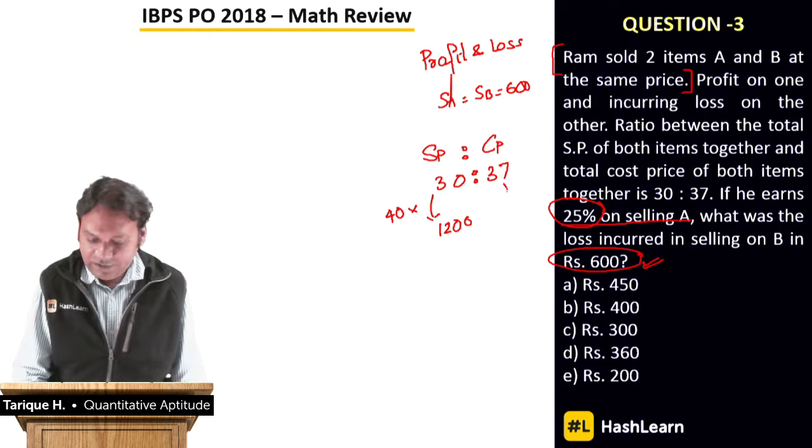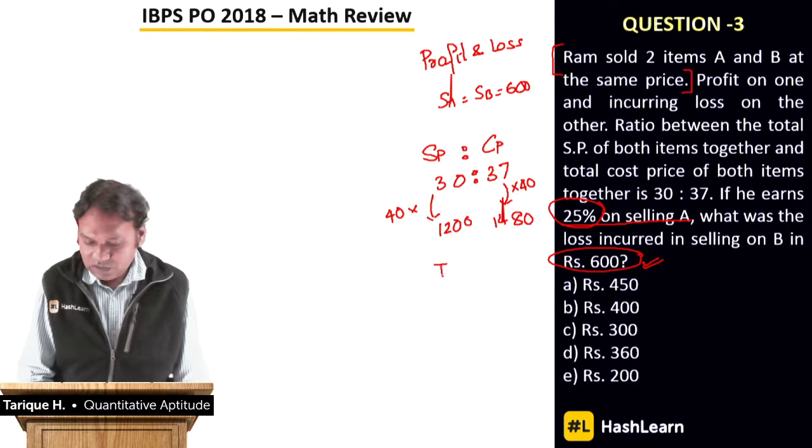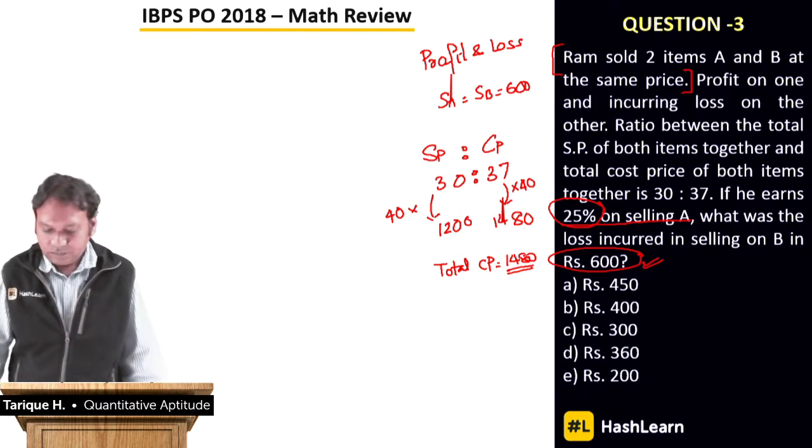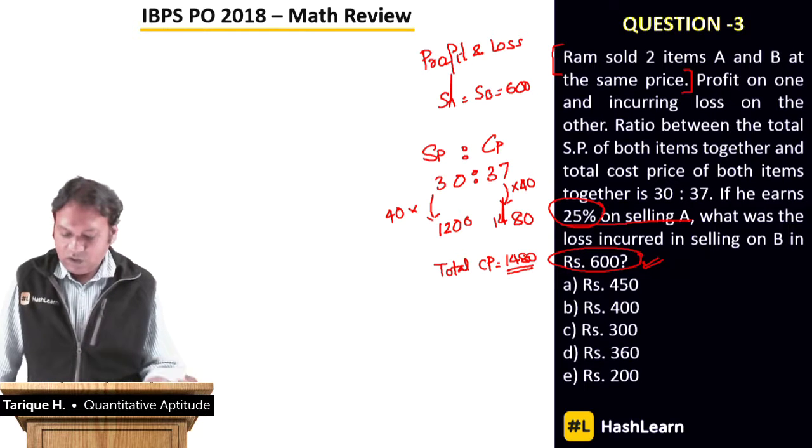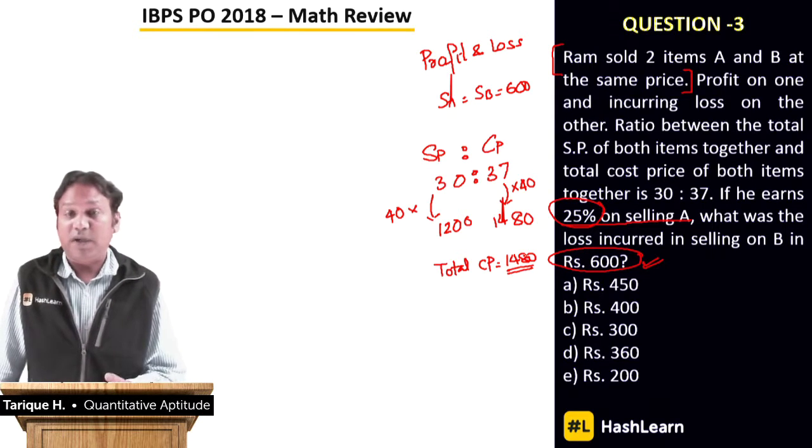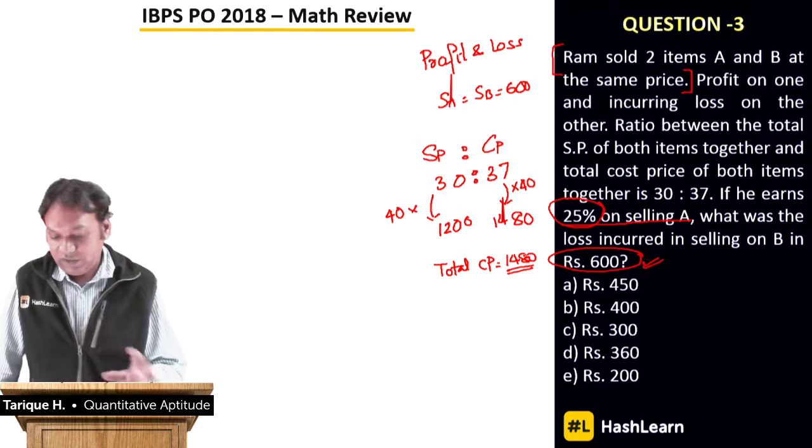Okay, so 37 into 40, let's do and find out the total cost price. 4 7s are 28, 2 in hand, 4 3s are 12 and 2 is 14, so 1480. So total cost price, total CP is equal to 1480. So now the only thing we have to find out is what is the cost price of A, because we know the total cost price. Once we know the cost price of A, we can find out the cost price of B.